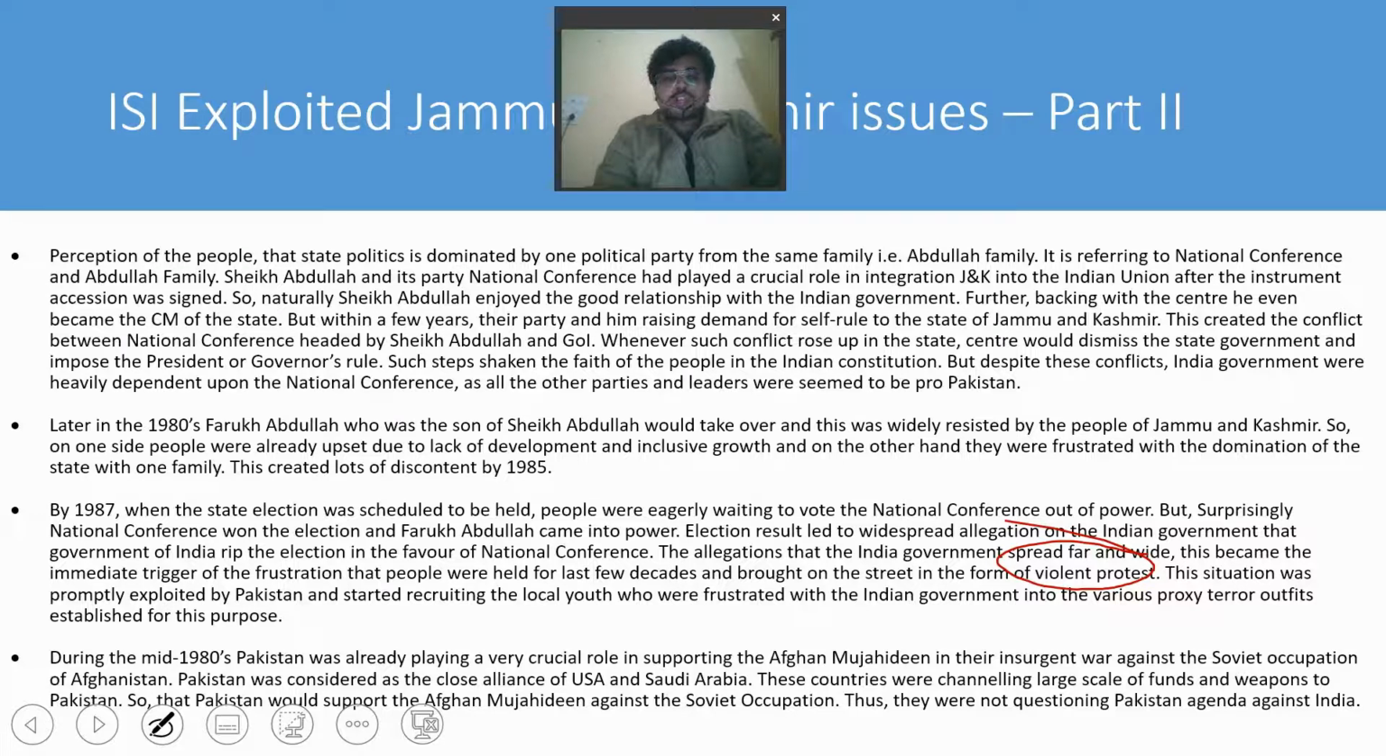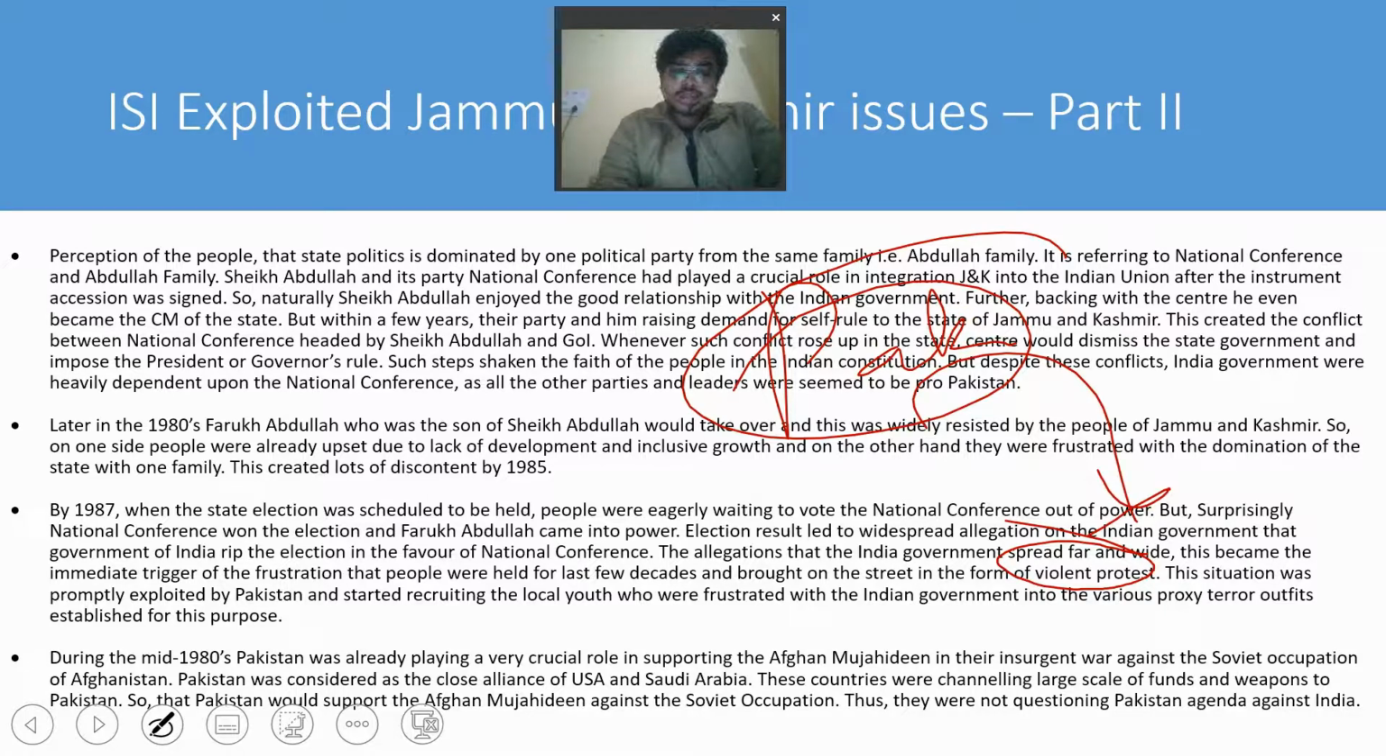So this situation was promptly exploited. Now Pakistan saw this violent protest as an opportunity. They started recruiting those local youth that were frustrated with the Indian government, and they started to use those local youth against India, hiring them in the form of the Indian Mujahideen and all.